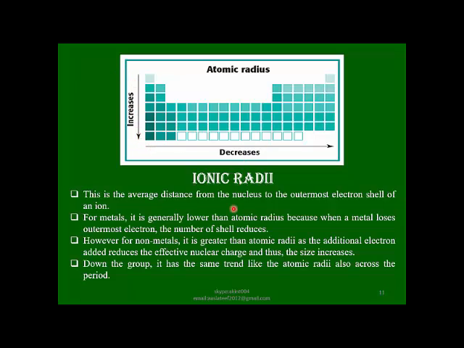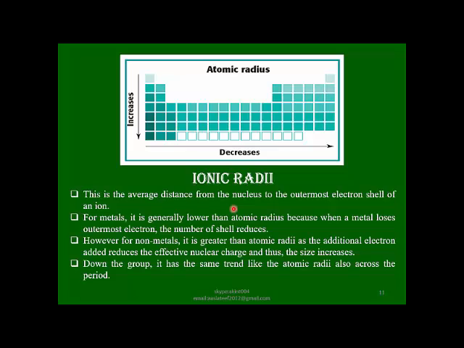So ionic radii is more or less like atomic radii. That is just the average distance between the nucleus and the outermost shell of an ion instead of an atom. So when we have sodium ion now, that radius is the ionic radii. If we have chlorine, the radius of the chlorine ion is the ionic radii. So qualitatively, they have the same trend. It increases down the group, reduces across the period.